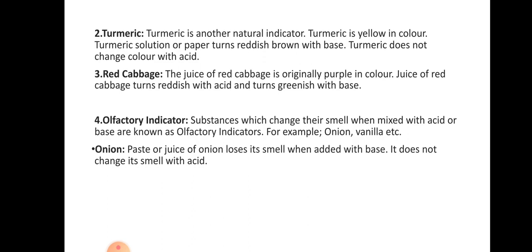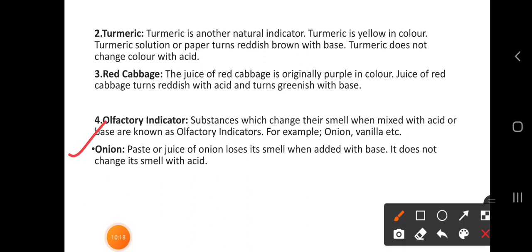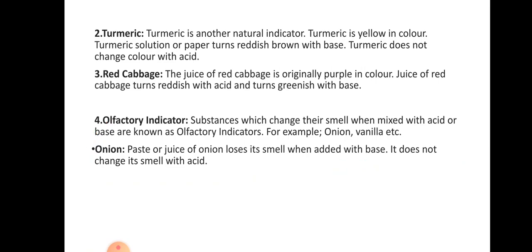So how can we use the onion? Let's discuss this. Paste or juice of onion loses its smell when added with a base. If you are extracting onion juice and pouring in a base substance, and the smell goes away, then which substance is it? It is a base, and if it does not change its smell, then it is an acid. So this is onion used as an indicator.